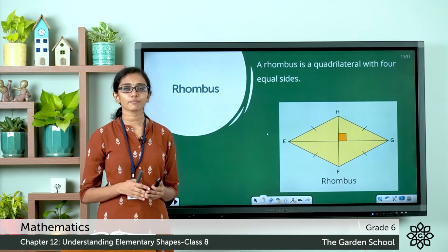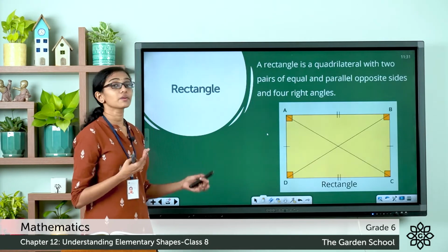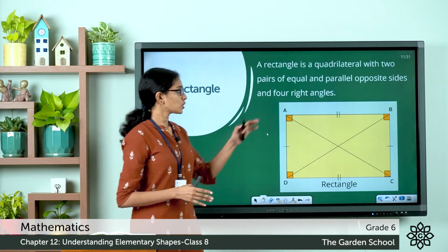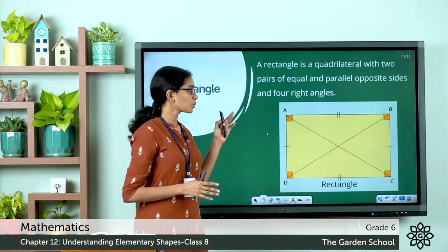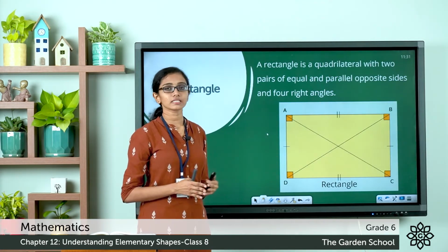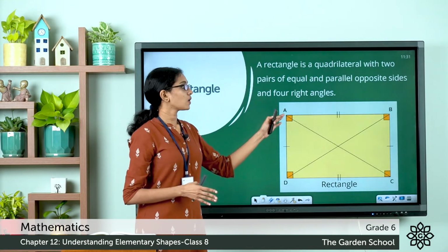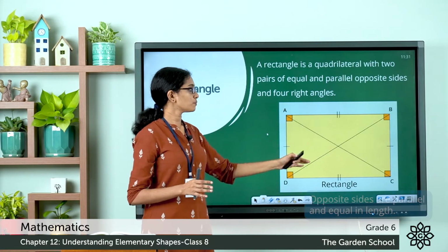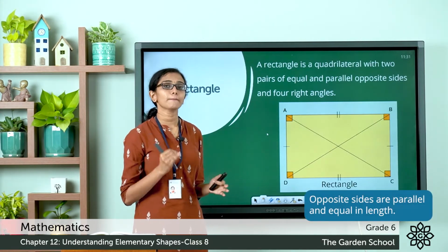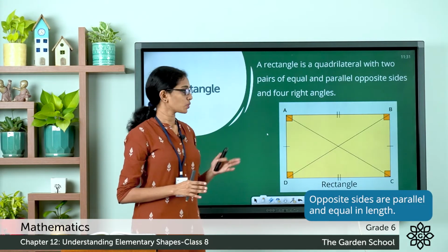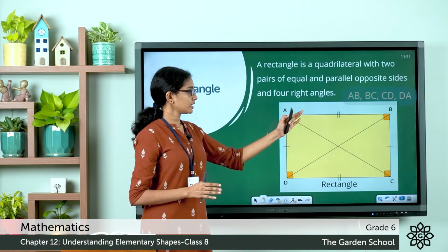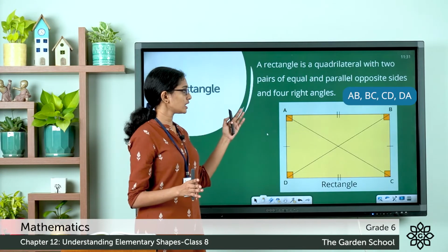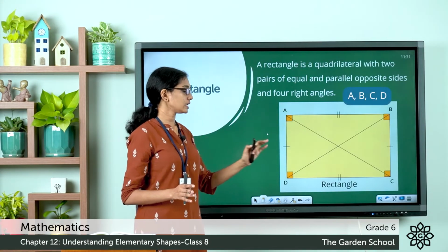Now let's see the next type of quadrilateral. It is a rectangle. A rectangle is a quadrilateral with 4 sides, 4 vertices, 2 diagonals can be drawn and all the interior angles are 90 degrees. You can see 2 pairs of opposite sides which are parallel and equal in length. Which are the sides? Side AB, BC, CD and AD. The 4 vertices are vertex A, B, C and D.